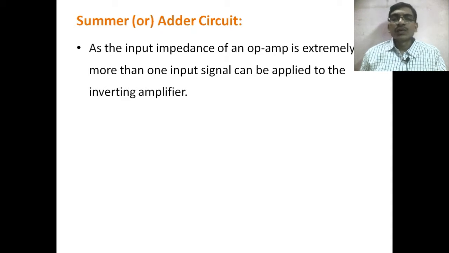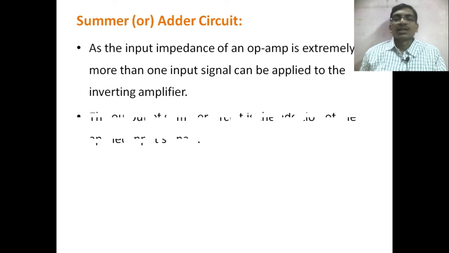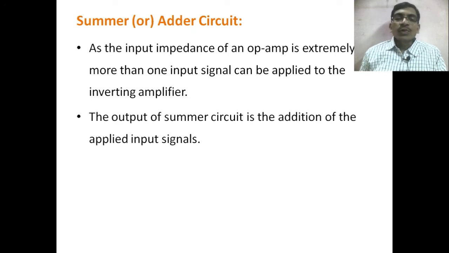We already know the input impedance of our operational amplifier is very large. In practice, it is approximately 2 mega ohms. Because of that high input impedance, we can give a number of inputs to the input of our operational amplifier. So the output of the summer circuit is the addition of the applied input signals.